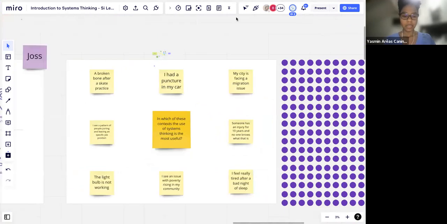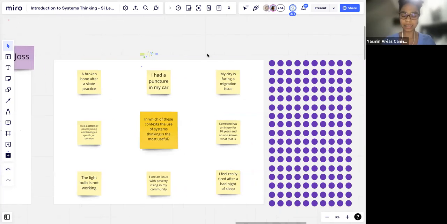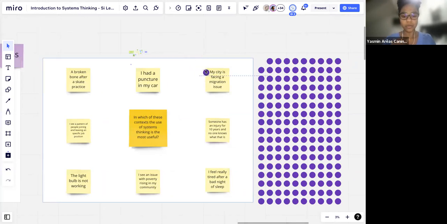Exactly. So building on this idea that Joss is talking about, here we have some scenarios, some contexts. And I would like you to get one of these dots here and identify which one of these contexts you think is the most useful to use the systems thinking approach. So you can just click on one of these dots and then drag them to the ones that you think systems thinking could be a good approach to looking at these contexts.